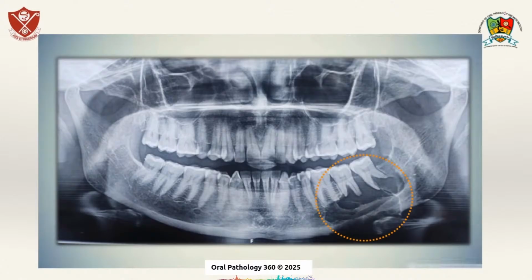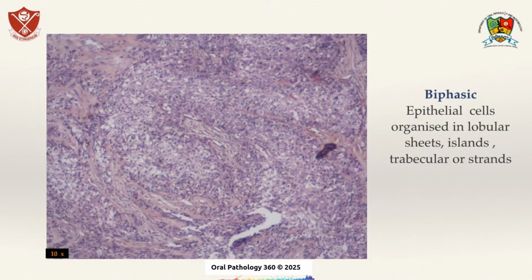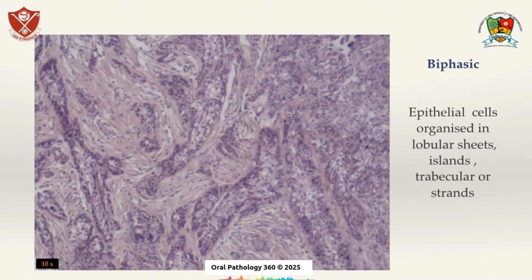On aspiration, no fluid could be located from the lesion, and an incisional biopsy was obtained under GA. The H&E stained slides microscopically showed that the cells demonstrated a biphasic population of epithelial cells. They were proliferating in a large lobular pattern. They were seen in sheets. They were also seen in small islands, in trabeculae, or in strands.